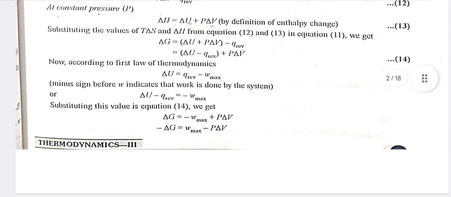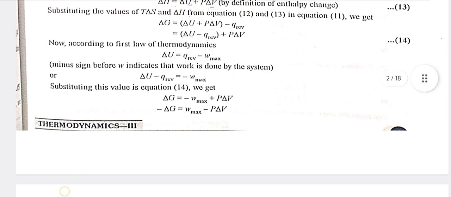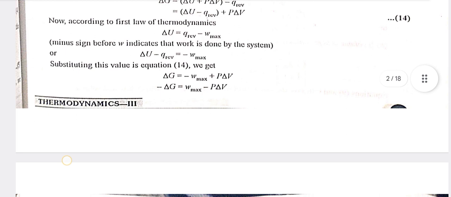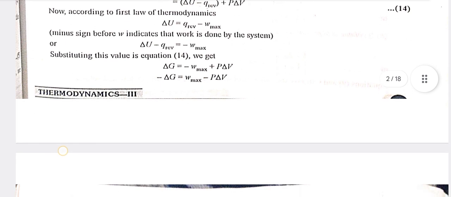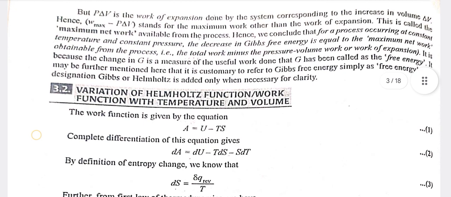Now, according to the first law of thermodynamics, ΔU = Q_rev - W_max. The minus sign before W indicates that work is done by the system. Substituting this value, we get ΔG = -W_max + PΔV. So -ΔG = W_max - PΔV.